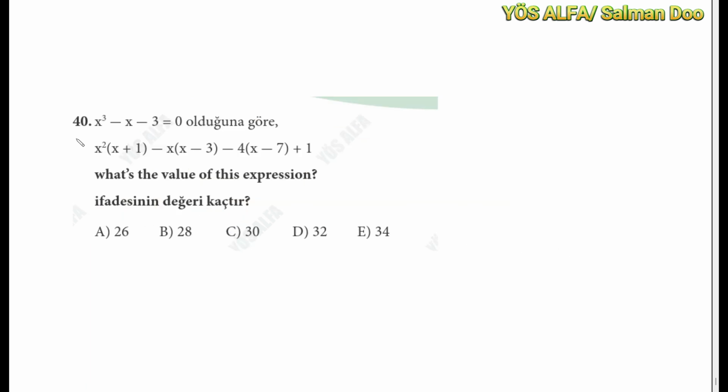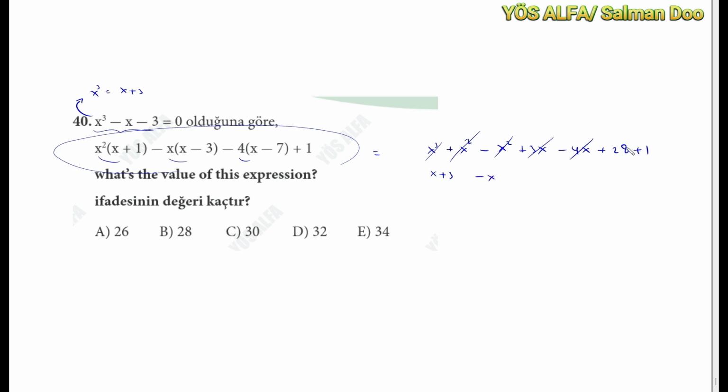The answer is C. 40. x cubed minus x minus 3 is equal to 0 is given, and this expression is asked. So let's multiply these expressions and write down the equation one more time. So x cubed plus x minus x squared plus 3x minus 4x plus 28 plus 1. So this is x cubed plus x squared. This and that cancel out each other. x cubed from here is going to be x plus 3. So this is x plus 3. And we have minus x from here plus 29. So minus x and plus x cancel out each other. And the answer is 32.